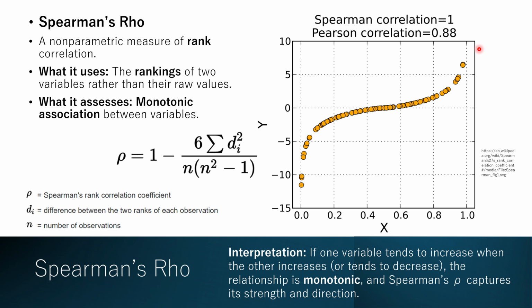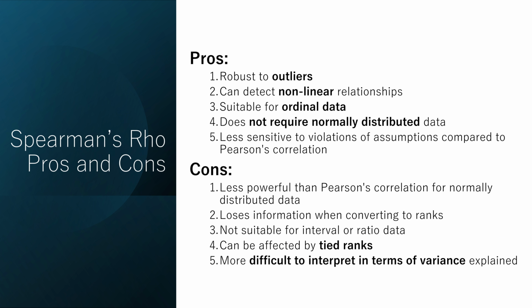But the order is the same, so the Spearman's correlation equals 1. This is the pros and cons for Spearman's rank indicator. Pros: it is robust to outliers, can detect non-linear but monotonic relationships, and works for ordinal data.